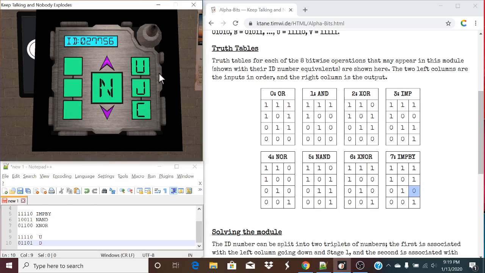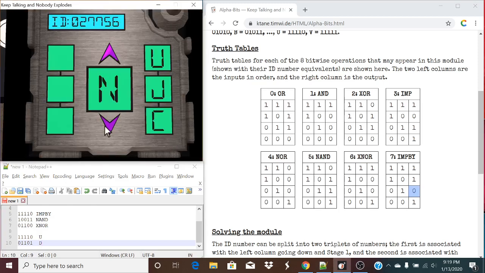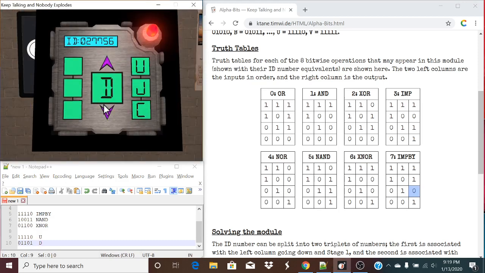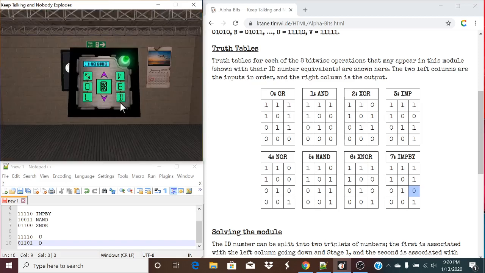Now let's say if I happen to submit this out of order. So let's submit delta first instead, and I'll show you what happens. Not the answer, I'm afraid. Delta gives us a strike. So what that means, we have to actually go and submit uniform first, as order matters here. And then we go back up to delta. And just like that is a solved module.